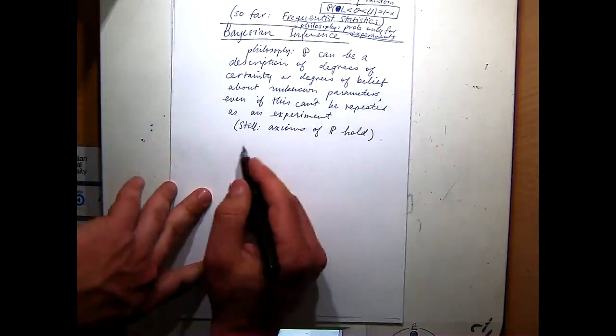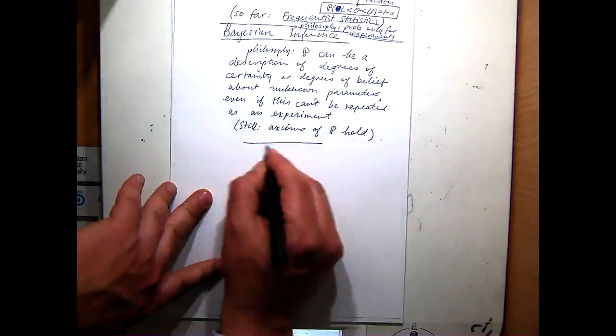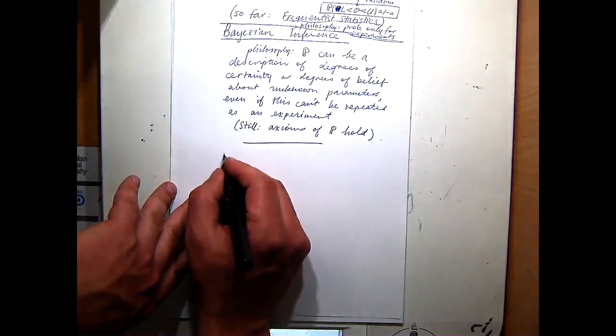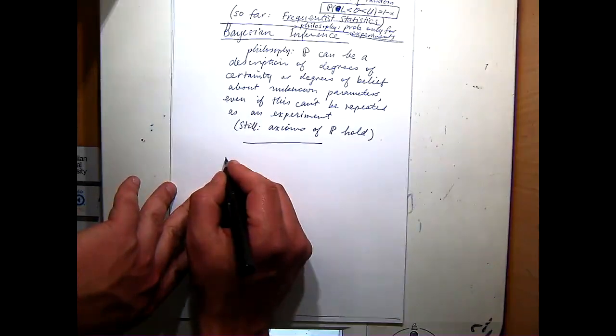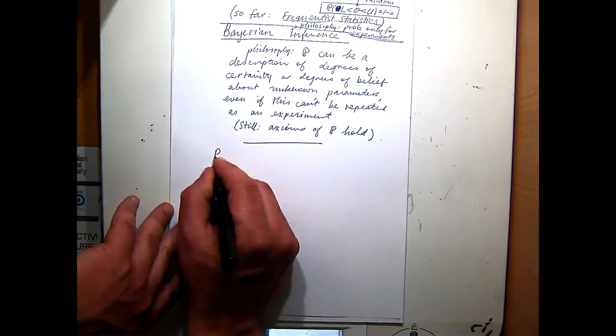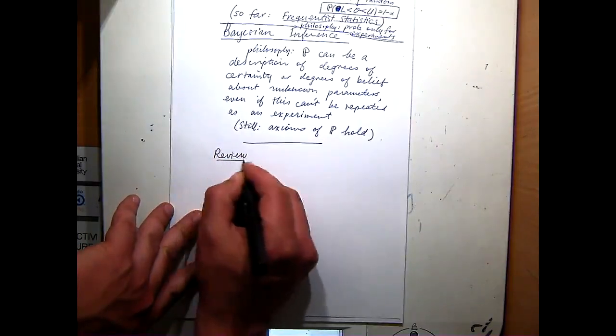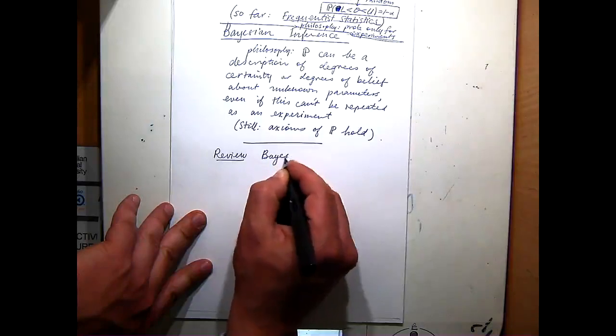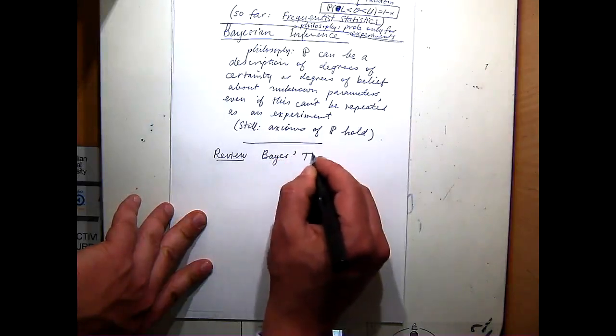So let's, to get into the nuts and bolts of it, let's start with the first idea of Bayesian inference, which is a prior distribution. But first let's review Bayes' theorem. Okay, because there is a reason it's called Bayesian inference.